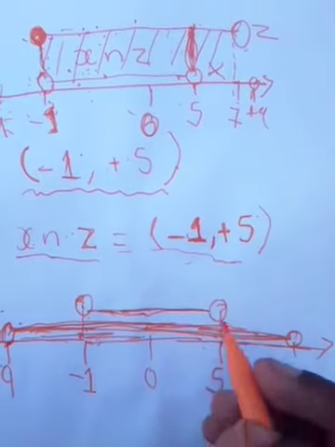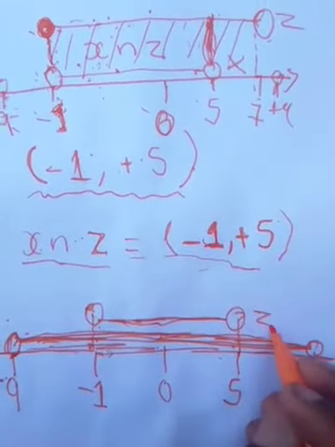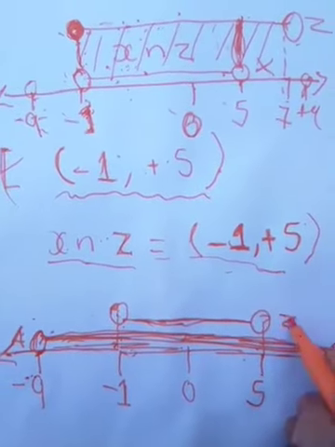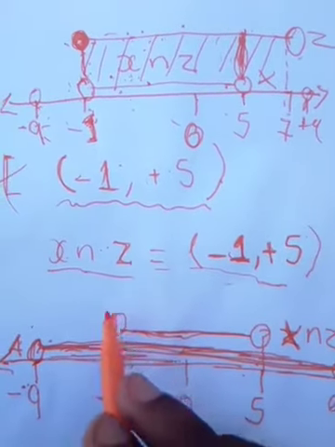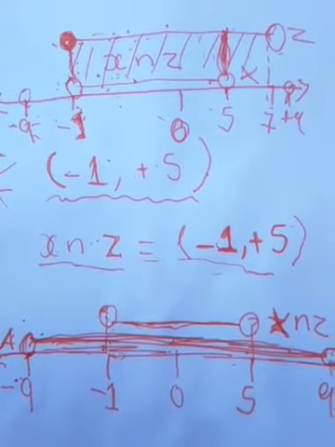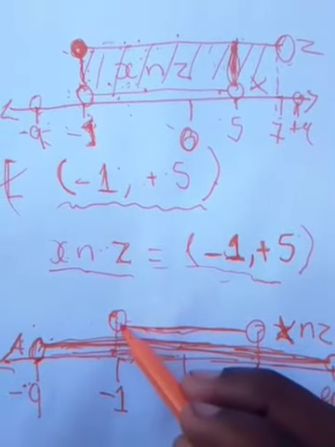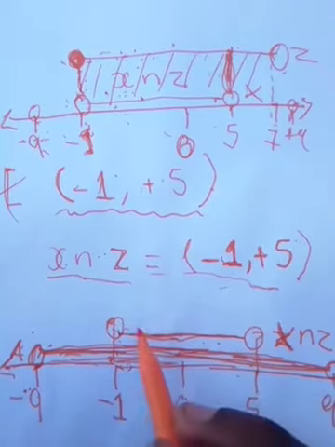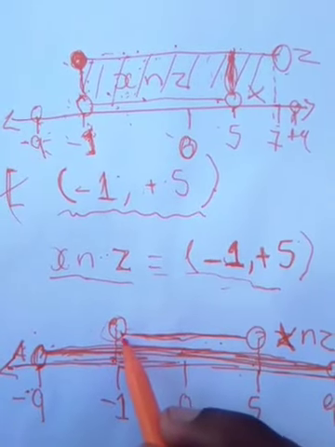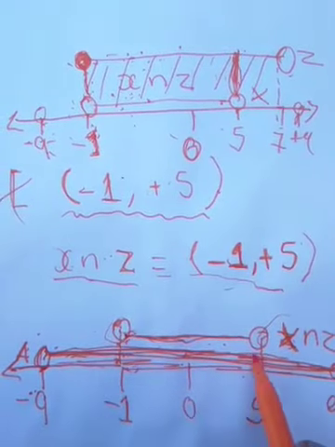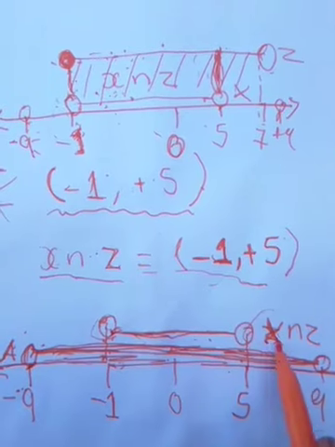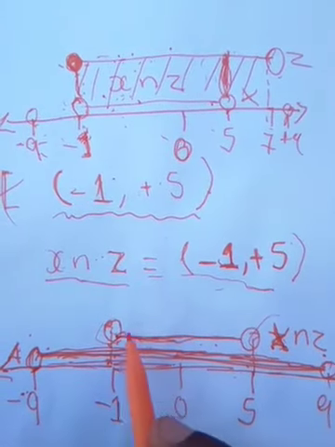Okay, so this is my z. This is my x intersection z. Okay, this one here. Now we know that our x intersection z is this one. Now where can I find the complement? Anything that is between a is found in the intersection of x and z. Now we want those that are not found in a.